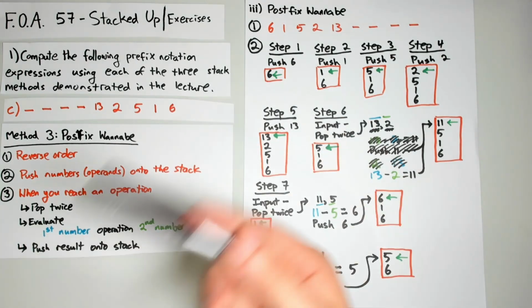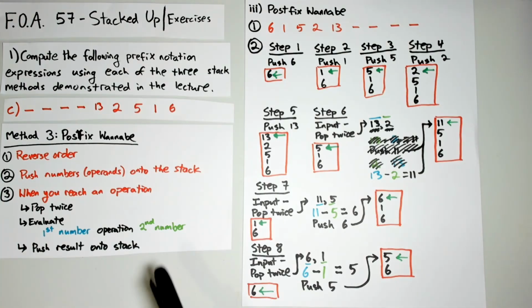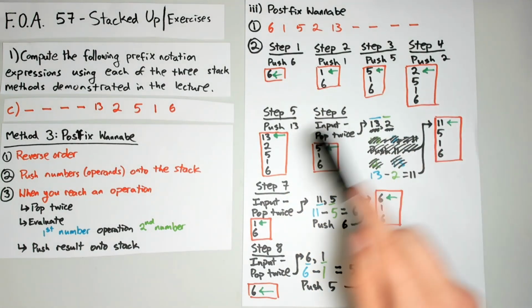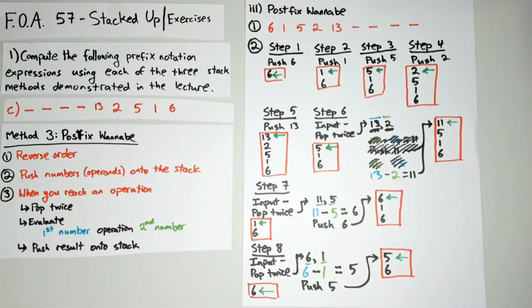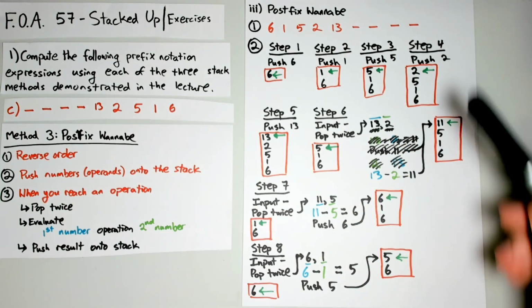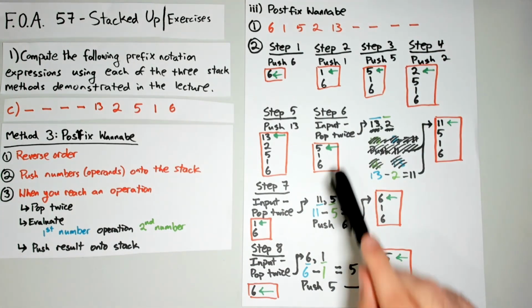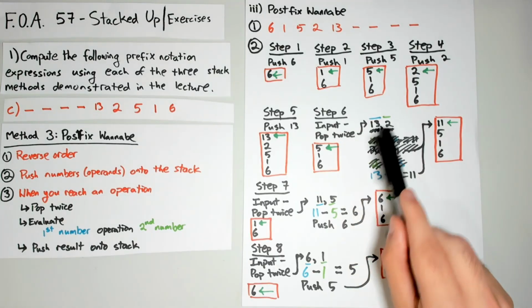But when you're pushing numbers, nothing happens with this method, right? It's only when you input an operation. So we're just loading up our stack here. And now we've got 4 operations in a row, so we're going to be reducing this thing now. So we input a minus, which tells us to pop twice, we get a 13 and a 2.